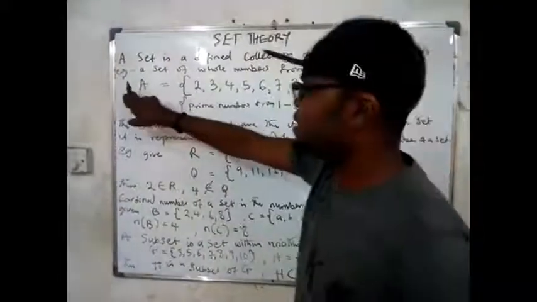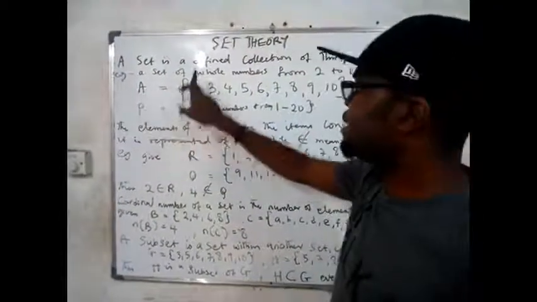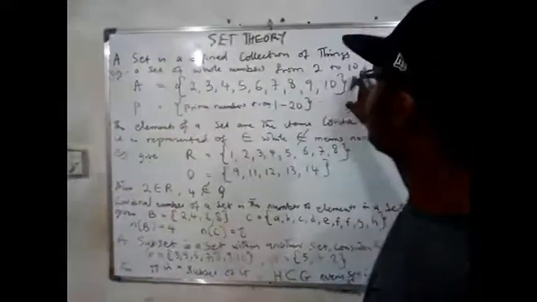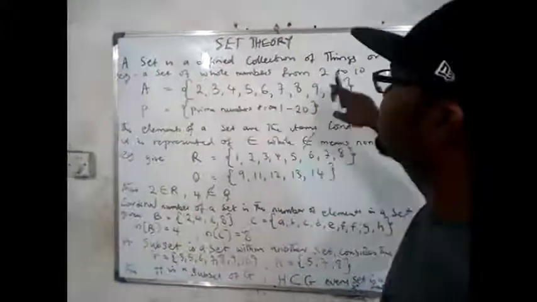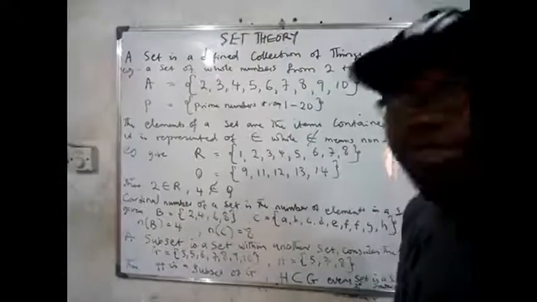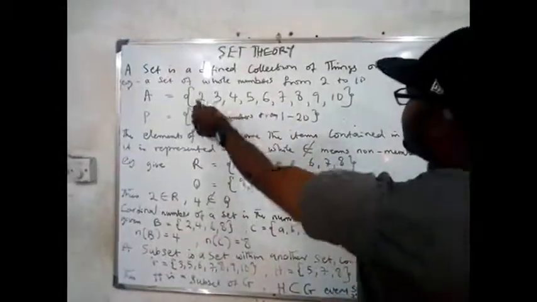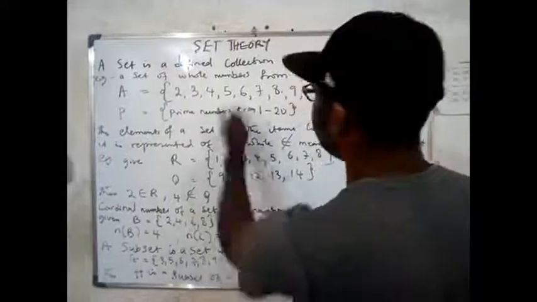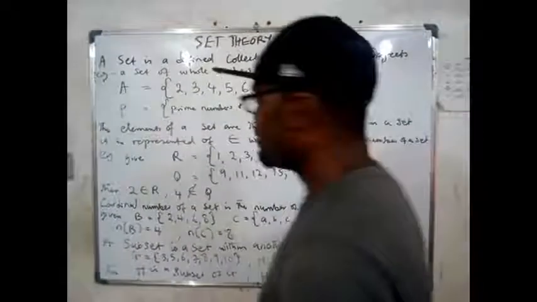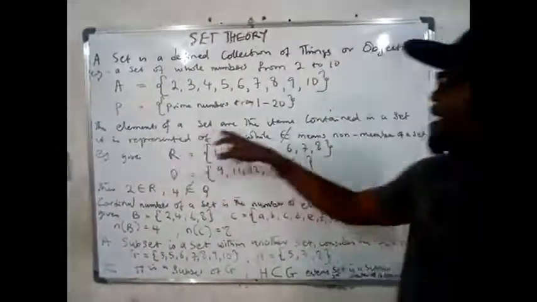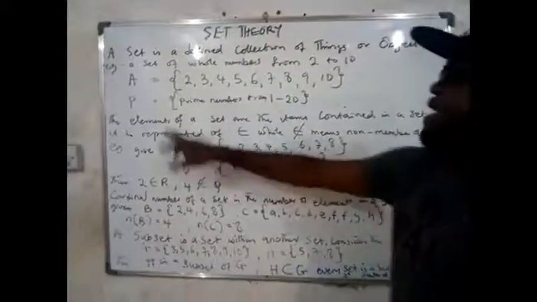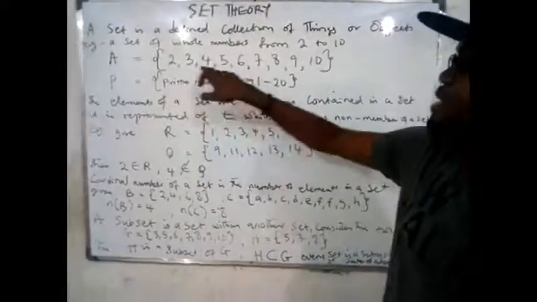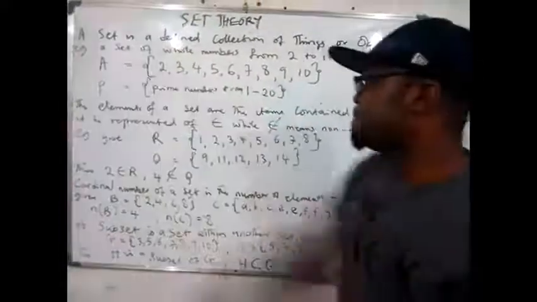So this is how you represent a set. You write a capital letter representing the name of the set. Then you put the elements, the collection of objects, inside the curly bracket separated by commas. That's why we say that a set is a defined collection. It's not one thing, but a collection of objects or things. It can be numbers, it can be alphabets, it can be anything. Now, the elements of a set are the items contained in a set. You can see the items that are contained in this set. These are the elements of set A.